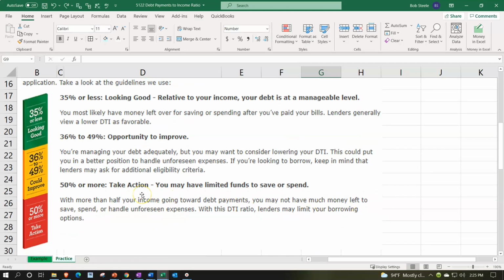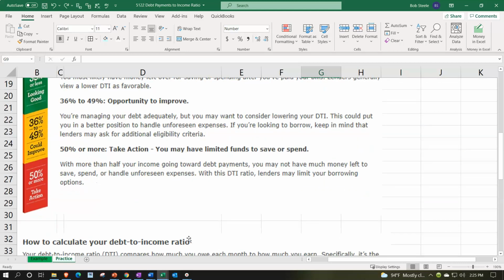So they say from 36 to 49%, we have the opportunity to improve. So that's the yellow range. You're managing your debt adequately, but you may want to consider lowering your DTI. This could put you in a better position to handle unforeseen expenses. If you're looking to borrow, keep in mind that lenders may ask for additional eligibility criteria. And then if you're at 50% or more, take action. You may have limited funds to save or spend. So that would be in your red concern zone here.